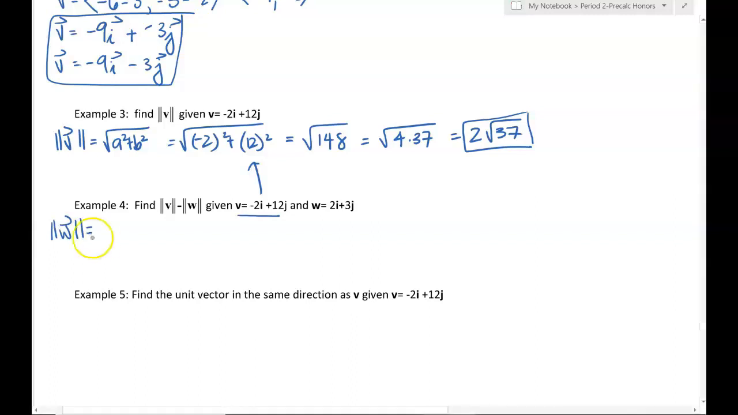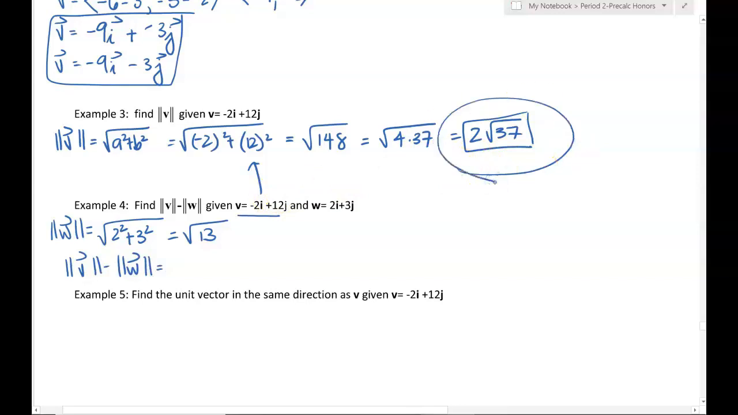Hopefully you found the magnitude of w to be, if we do 2 squared plus 3 squared, the square root of 13. Now, magnitude v take away magnitude w is going to be, remember, magnitude v we found already from example number 3, which is 2 radical 37, take away square root of 13. Again, I don't need you to punch it in, I just need you to give me the simplest radical form.